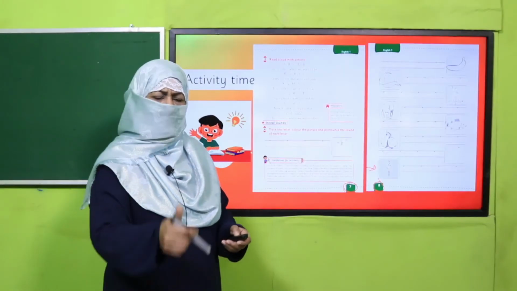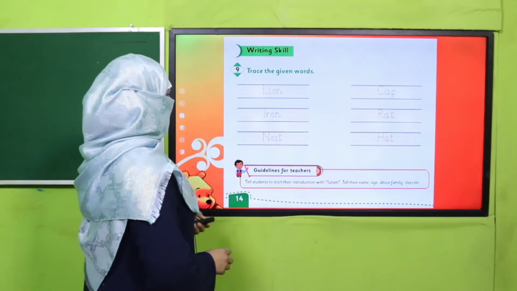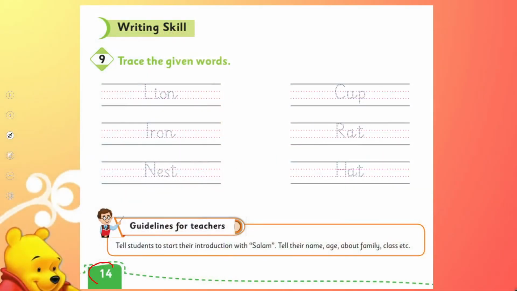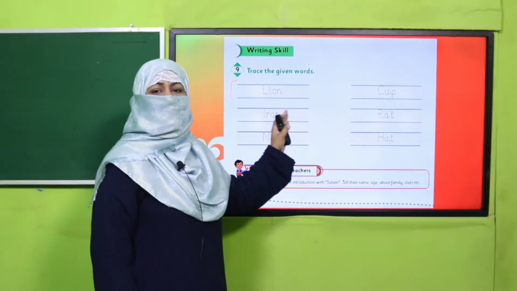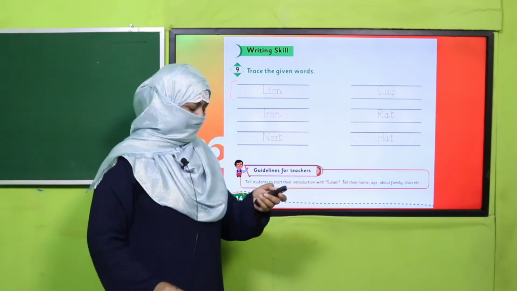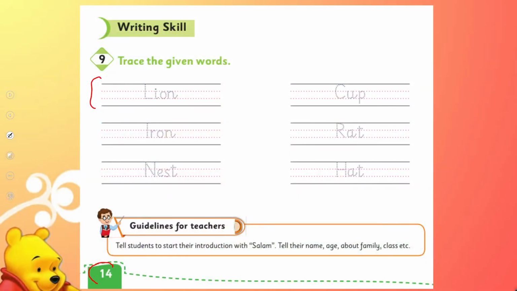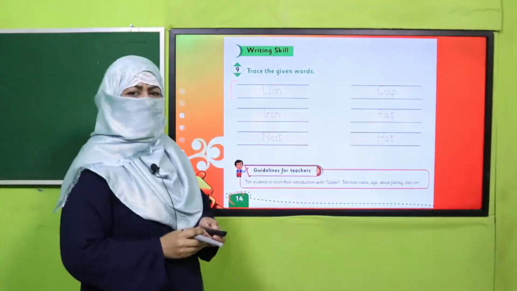Are you done with it? Good job. Now, here on page number 14, again, you see the way I told you. Now, all the letters, we join few of them and make words. So, these are words, and you just practice tracing. Likewise, you will complete tracing on this page. Are you done with it?